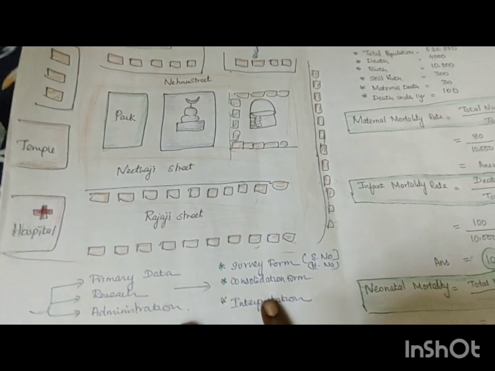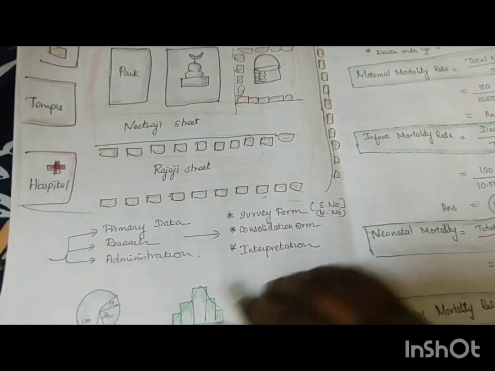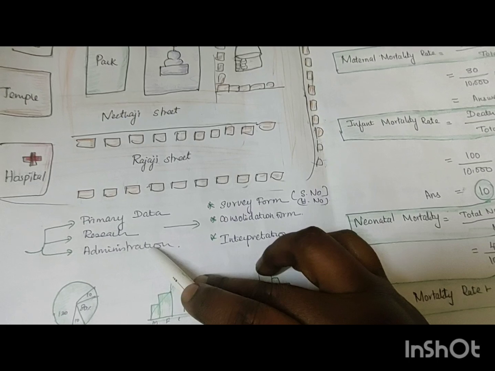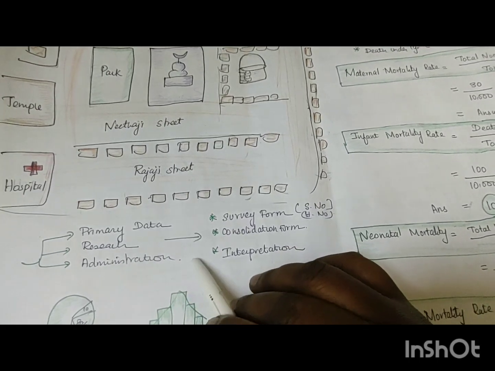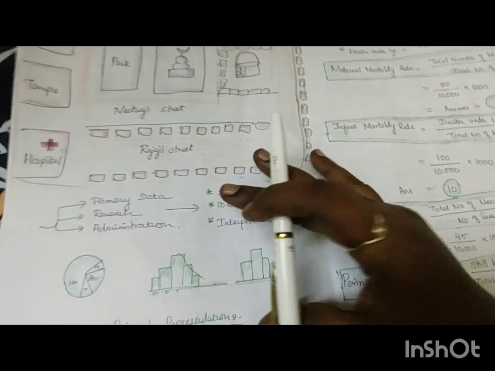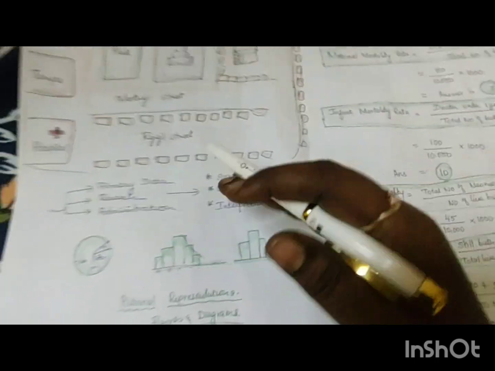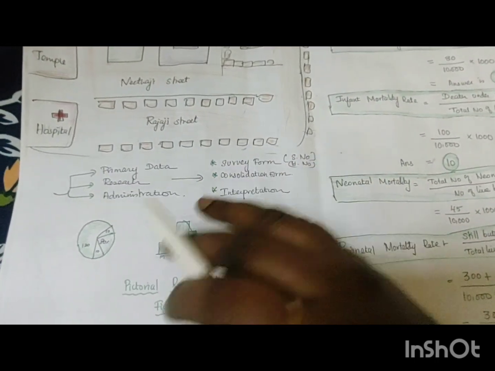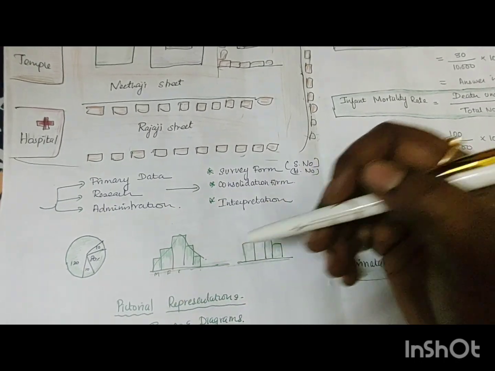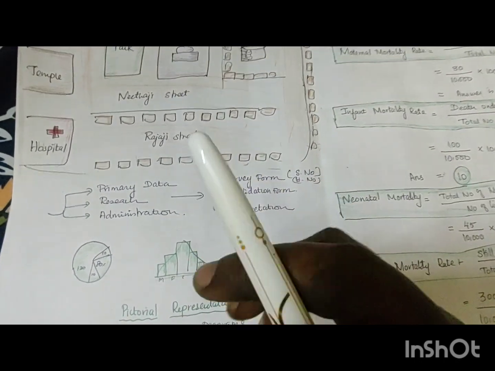So this is called primary information. The raw data is a piece of information, primary information. It is mainly useful for research purposes and administration purposes. The raw data is put into tabulated form and presented as a pictorial representation: figures, pie diagrams, bar diagrams, histograms. So it gives a bird's eye view.